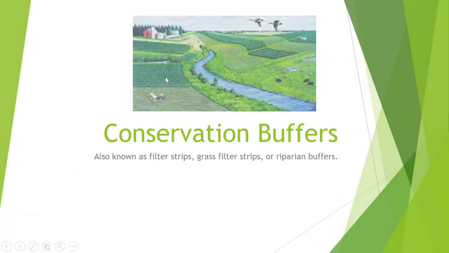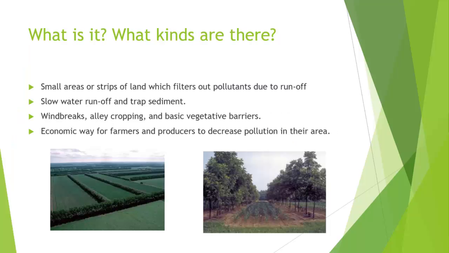Hey guys, so today we're going to go over conservation buffers, which is a broader term for things such as filter strips, grass filter strips, or riparian buffers. All of those fit under the category of conservation buffers. Conservation buffers are small areas or strips of land which filter out pollutants due to things like runoff, or high wind issues that bring sediment up from the ground.